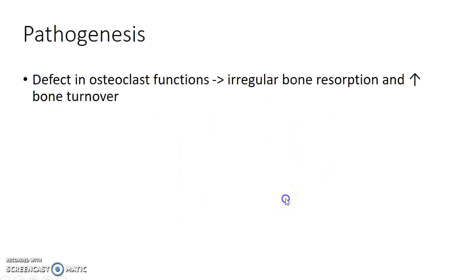Now let us see about the pathogenesis of Paget's disease. In Paget's disease, there will be a defect in osteoclast functions which leads to irregular bone resorption and increased bone turnover, leading to the features of Paget's disease.